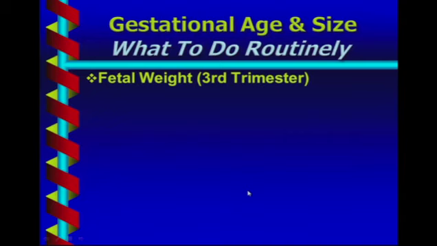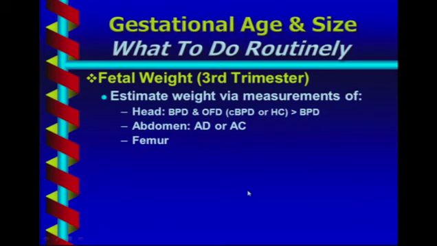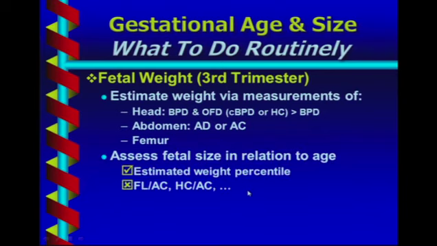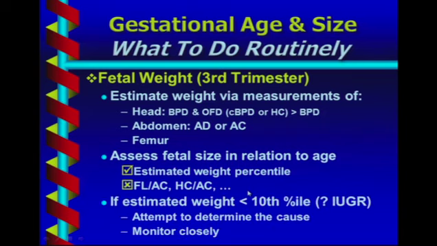The other thing we do routinely with respect to gestational age and size is, in the third trimester, estimate the fetal weight. We estimate the weight via measurements of the head, abdomen, and femur, and then we assess the fetal size in relation to the age via the estimated weight percentile. We look at, but don't pay too much attention to, ratios like the femur length to abdominal circumference and head circumference to abdominal circumference ratio. When we're assessing fetal size in relation to the age, we focus almost completely on the estimated weight percentile.